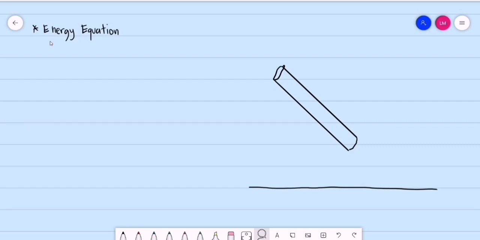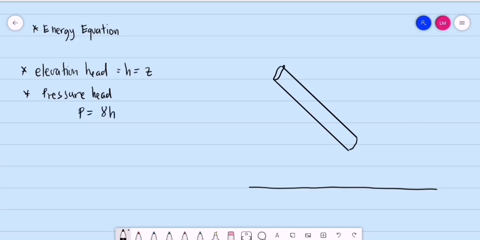Before that, we discuss what are the different energy heads. So we have the first one. Let's say this is the elevation head. In some references, they are using H. In some references, they are using Z. Then after the elevation head, we have the pressure head. How do we compute for the pressure head? Basically, pressure is equal to the unit weight times height. So how do we compute for this height? That height is equal to the pressure divided by the unit weight.